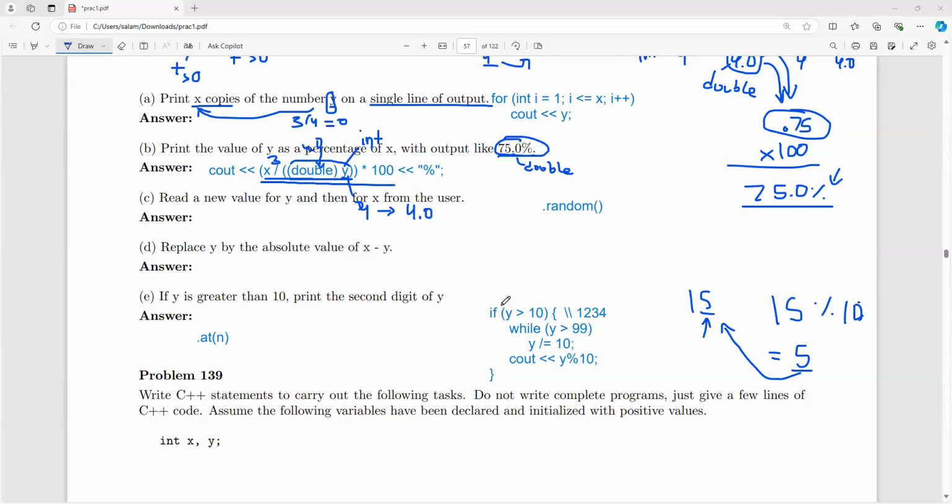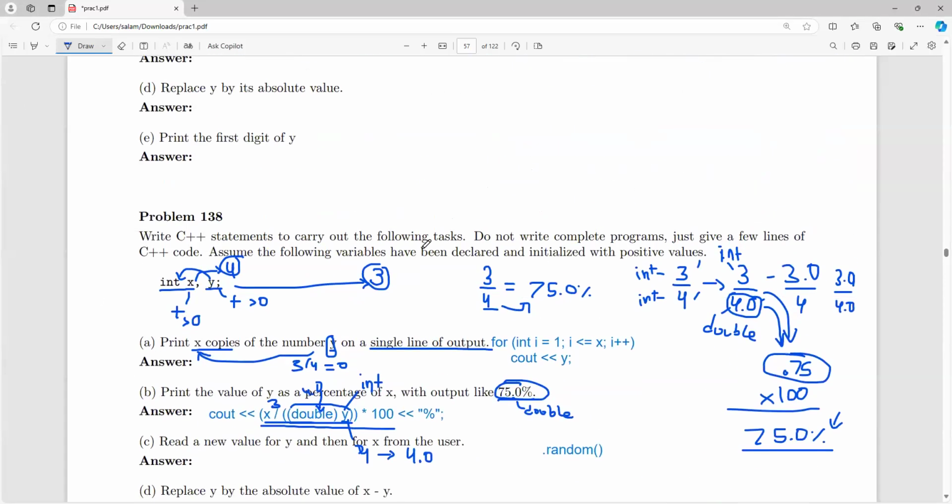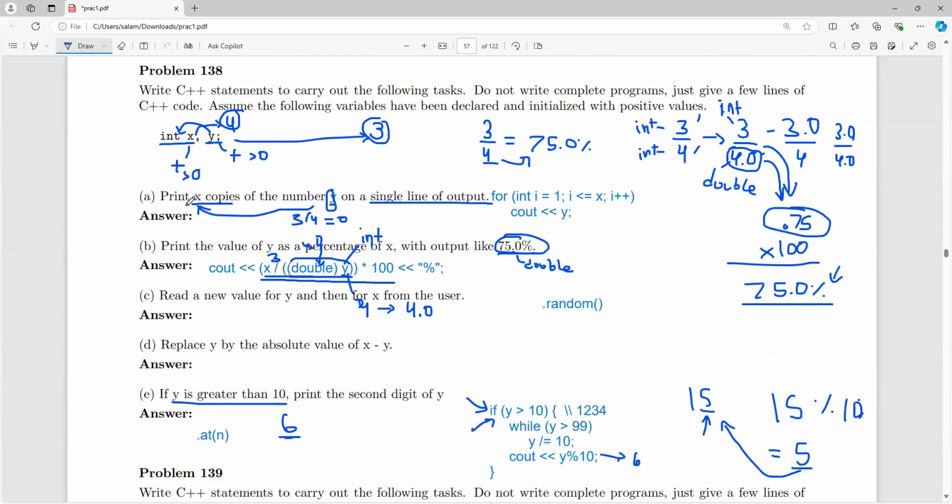Does anyone have any questions about this? Yeah, this is how I would do it. I believe Mike said you could do it without the if statement, but just for peace of mind, I would add it. If y is 1 digit, like say y is 6, it doesn't have a second digit, so this would still print 6, which would technically be wrong. So just for peace of mind, I would include the if statement. Does anyone have any questions about here? Anything here?